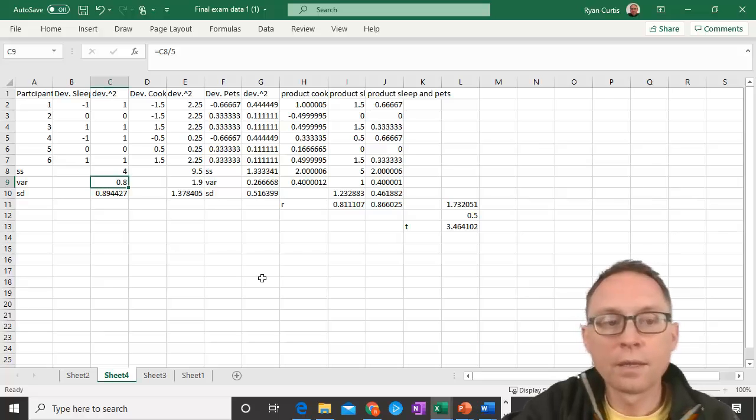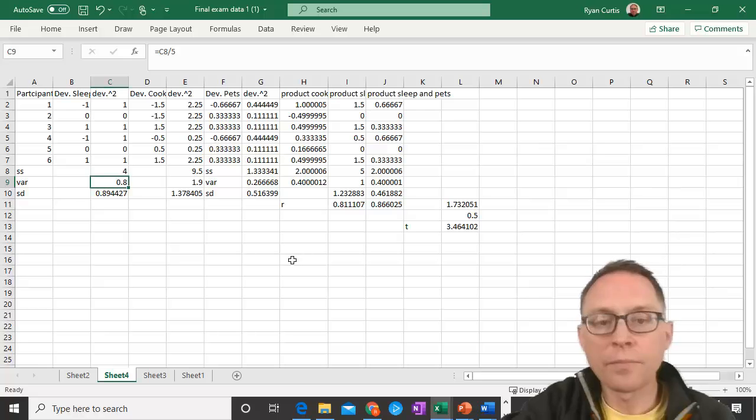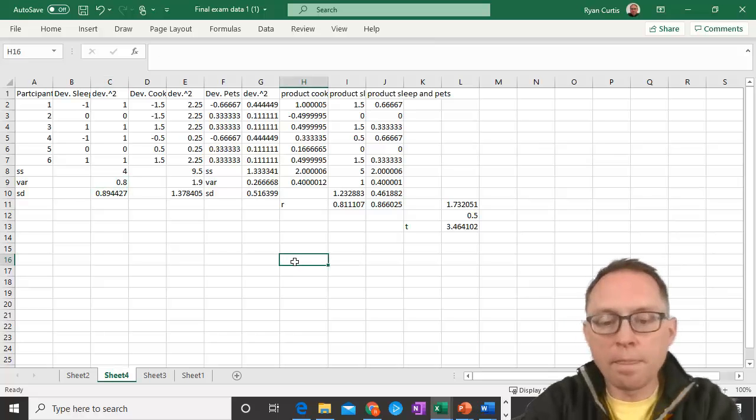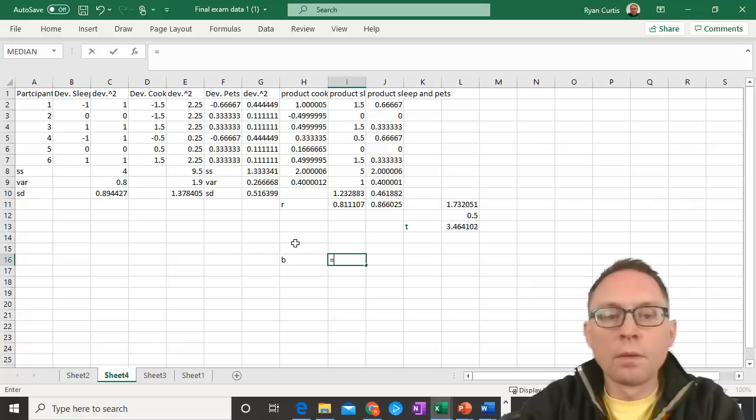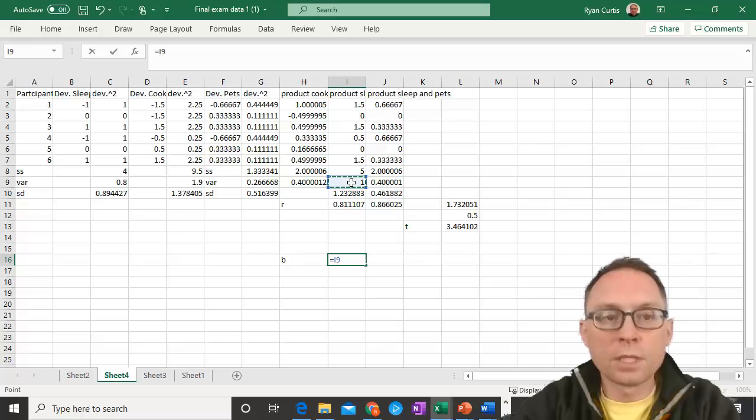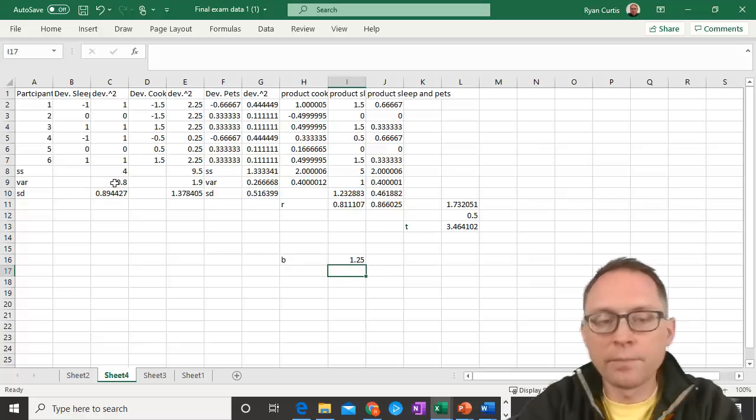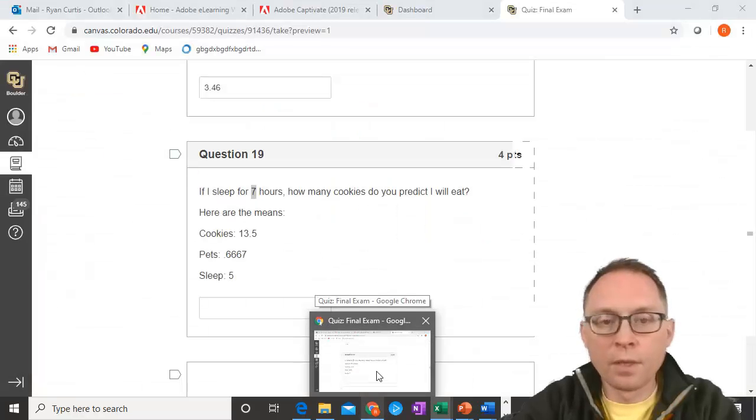So I need to get B. So B is going to be the covariance of sleep and cookies, right? Divided by the variance of sleep. 1.25. All right? Okay. So then what do I need to do?